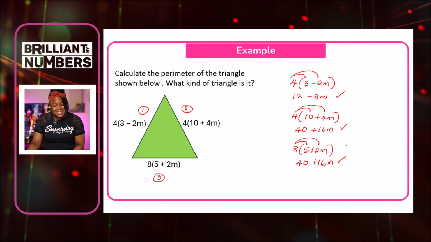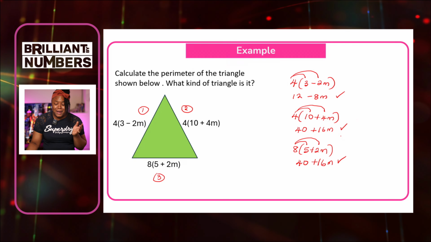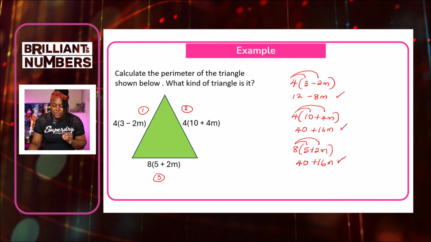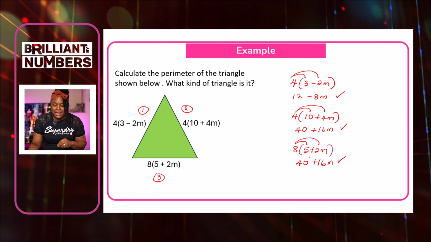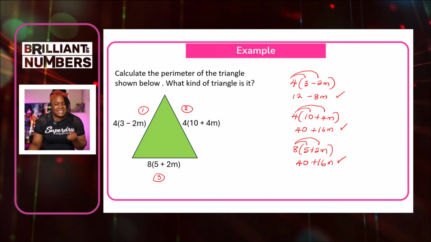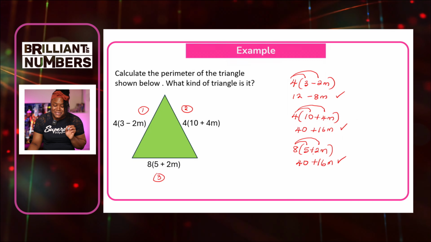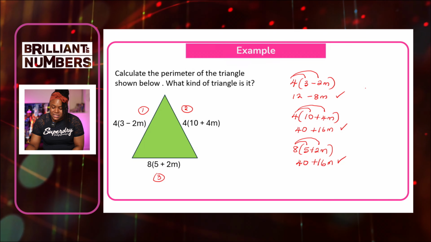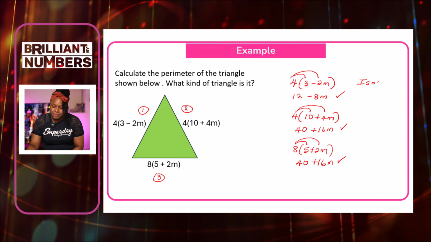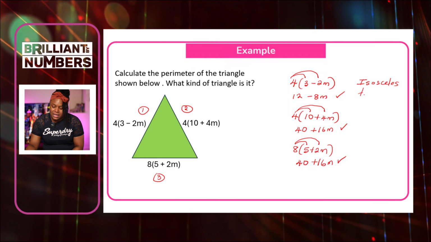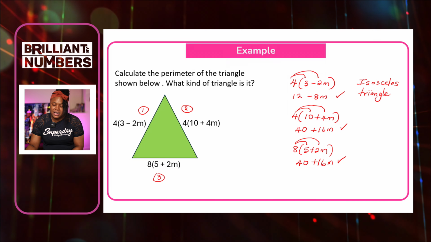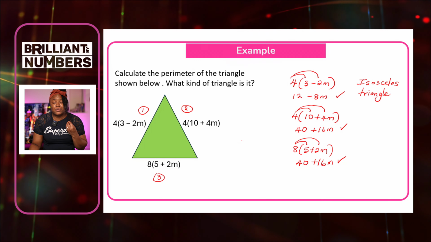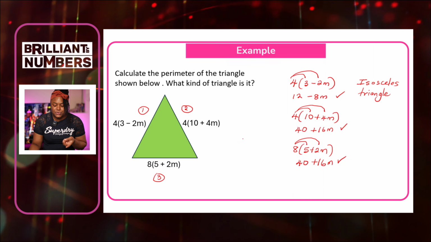What do you notice? I can see here that after expanding my brackets, 2 of my sides are exactly the same. 40 plus 16m, and also the other side is 40 plus 16m. So I can now answer the part what kind of triangle it is. It is an isosceles triangle. So I'll write that here. Isosceles triangle. And that's because two sides are exactly the same. And if two sides are exactly the same, it means that also two angles are the same.